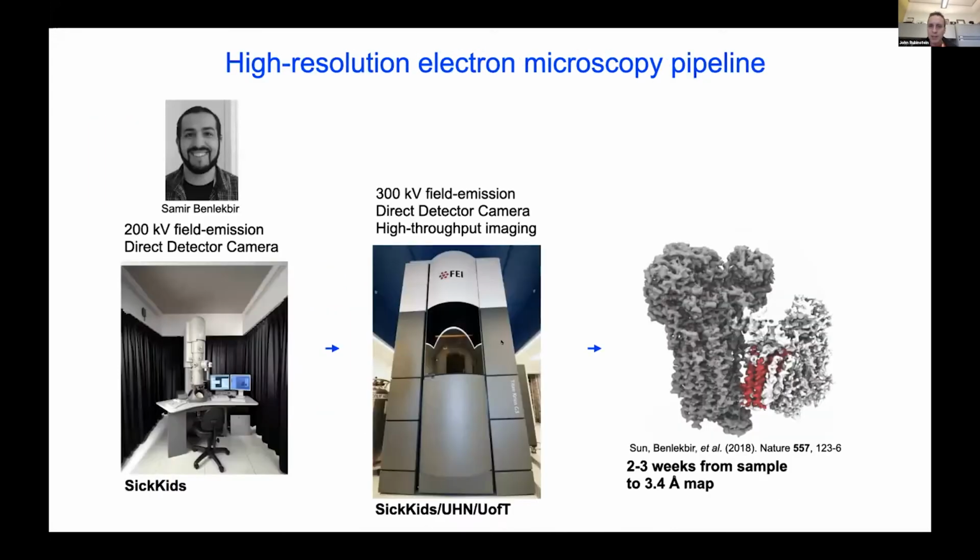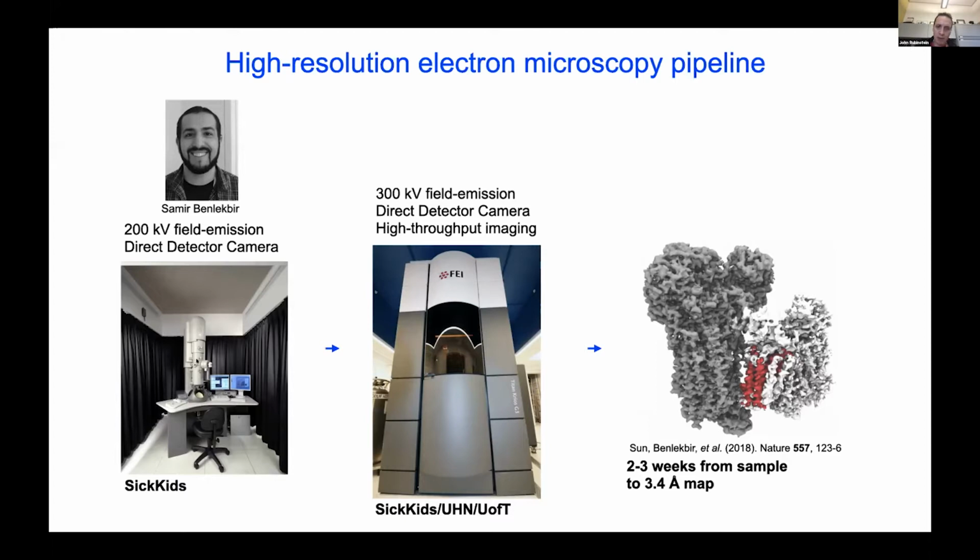The method that we use to study the macromolecular machines of these membranes is electron cryo microscopy, something I've been involved in working on for quite a long time, my entire career. And at the Hospital for Sick Children, we've established a really robust pipeline for determining high resolution structures. The pipeline is maintained by Samir Benlikber, a former postdoc, now facility manager, and it really revolves around the original microscope that I got upon starting my own lab in 2006, this 200 kilovolt Field Emission microscope, where we spend most of our effort in producing really optimized specimens.